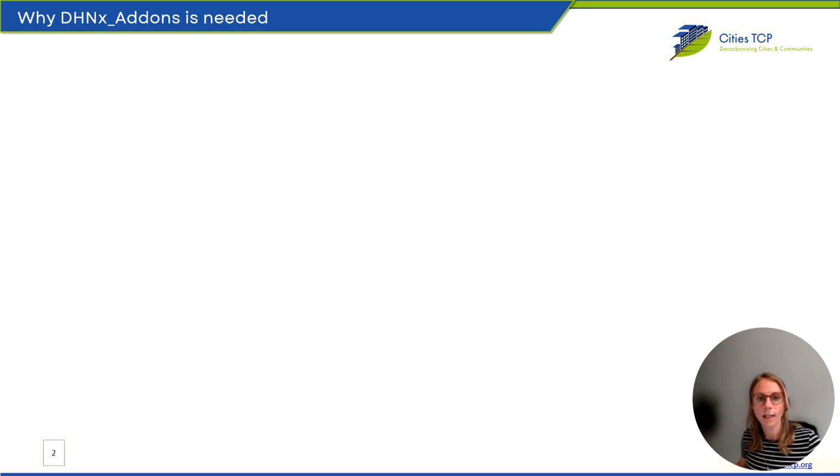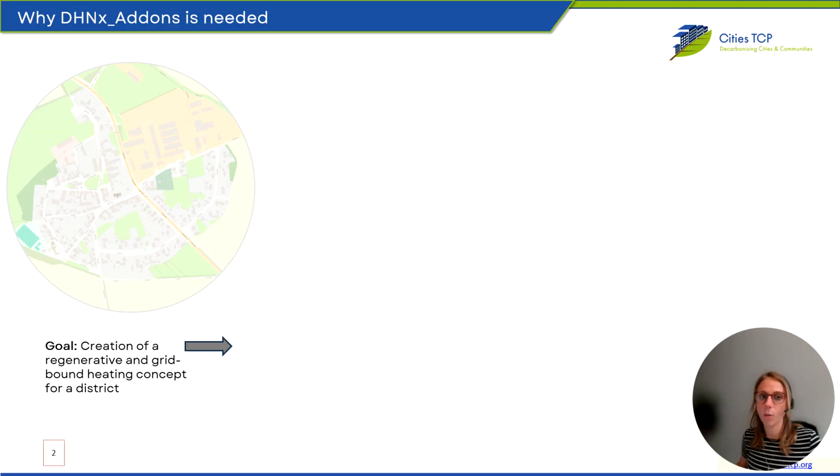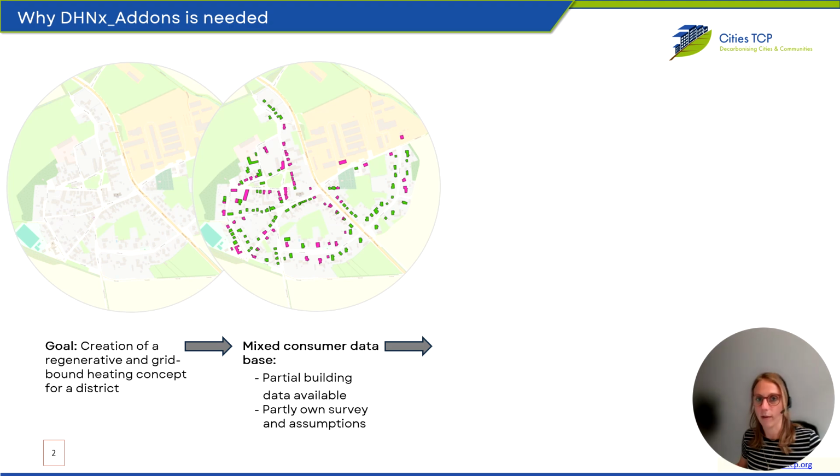So at the beginning of each project, there is always a project area with various initial conditions. In the next step, the databases provided by, for example, the client must be prepared and spatially assigned to consumers and producers. This often results in a patchwork of existing and missing data.